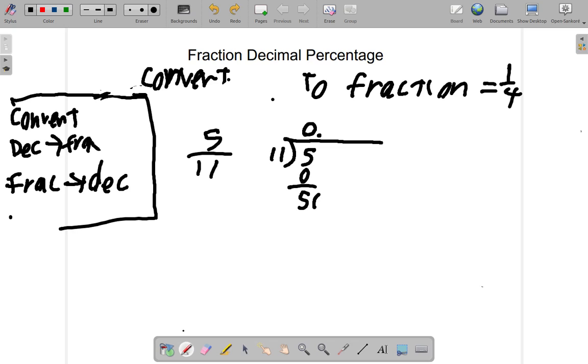Add a 0, which means I'm really dividing by 10. This is all denominator, dividing by 10. 11 into 50. How many 11s are there in 50? 11 2 is 22, 11 3 is 33, 11 4 is 44. There are 4 11s in 50. If I multiply the 4 by 11, I get 44. 50 minus 44 is what? 6.